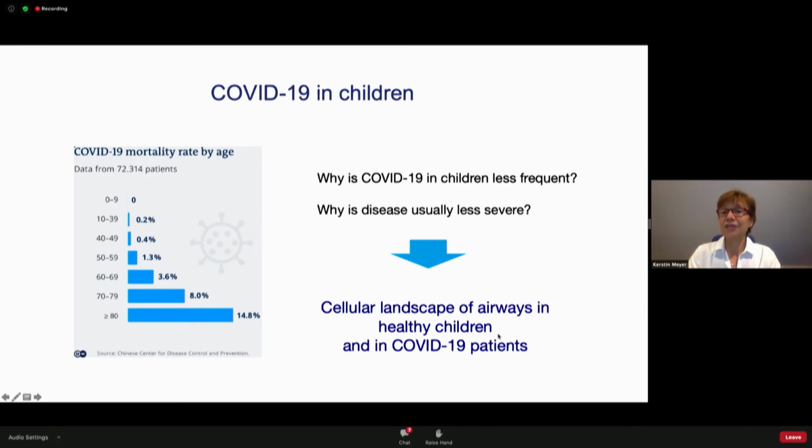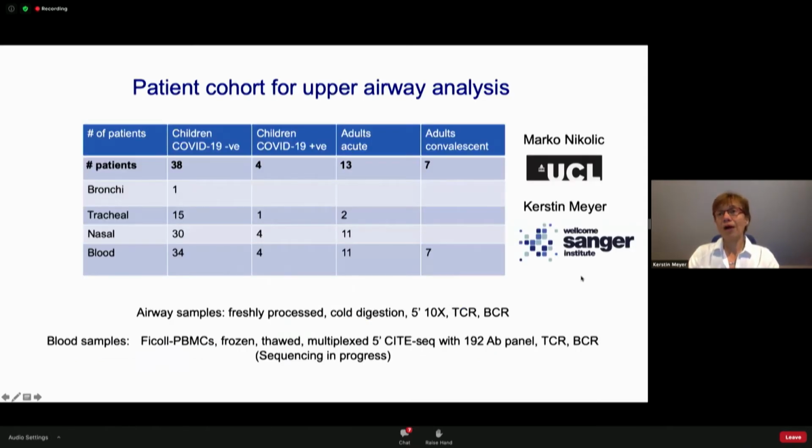And in order to start to address those questions, we wanted to profile the cellular landscape of the airways in healthy children and COVID-19 patients. And this work is actually a very close collaboration with Marko Nikolic, who is based at UCL in London, and our group at the Sanger Institute. And here is the patient cohort that we've assembled.